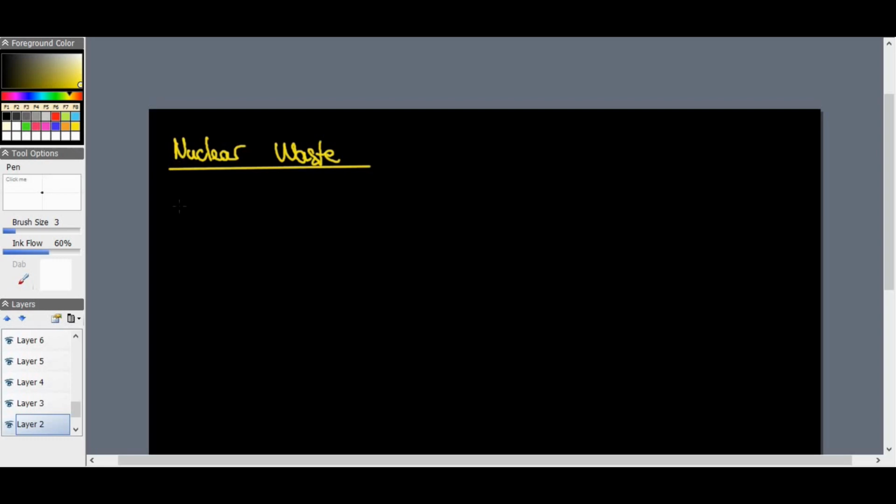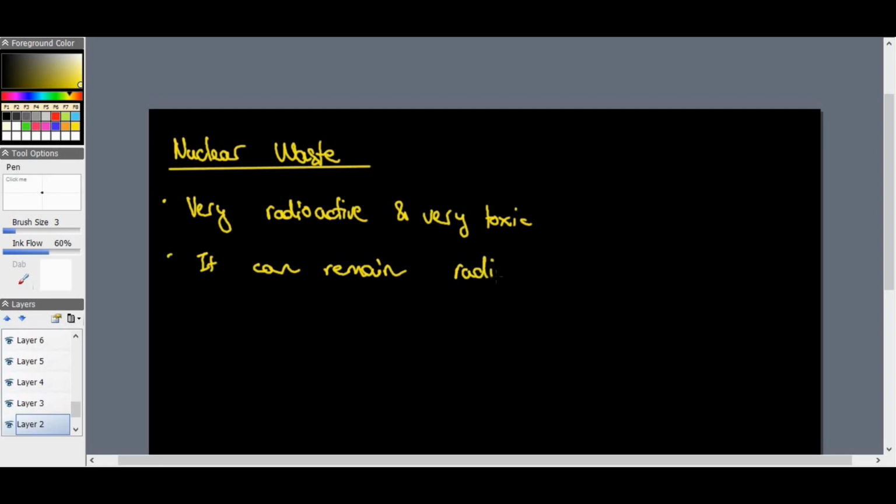It's also non-renewable. So the use of nuclear power does produce nuclear waste, and nuclear waste is, first of all, still very radioactive, and also very toxic. It means it's harmful to us as human beings. It's very dangerous also because it can remain radioactive and still give off energy. It may not be enough to cause a reaction and generate electricity, but it can still remain radioactive and still give off some rays, waves, and whatever, for hundreds of years.